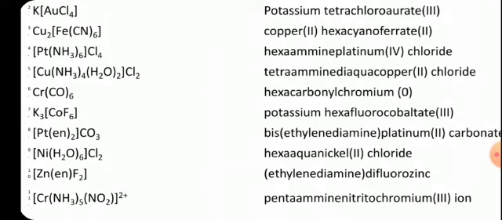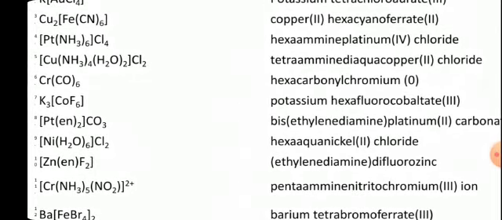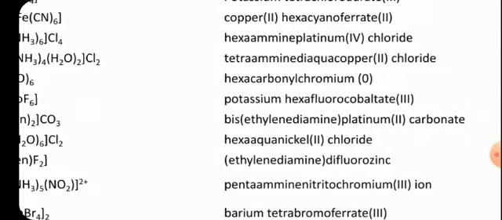But if we name this as diethylenediamine, that gives an indication that there are two ethylene groups and two amine groups, which is incorrect. So instead we will name it as bis(ethylenediamine)platinum, the oxidation state 2 is written, and then we have carbonate.